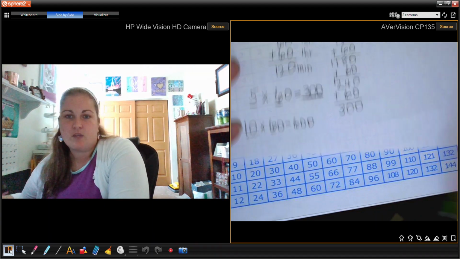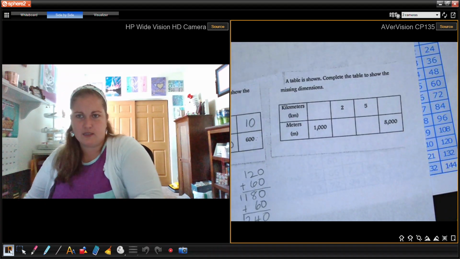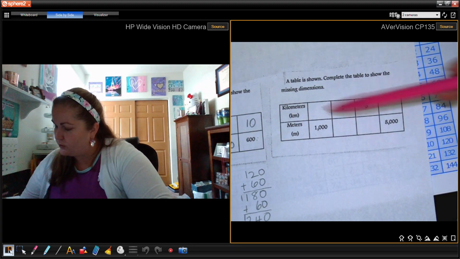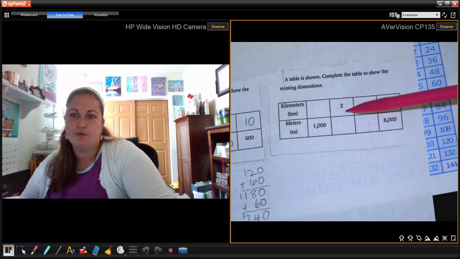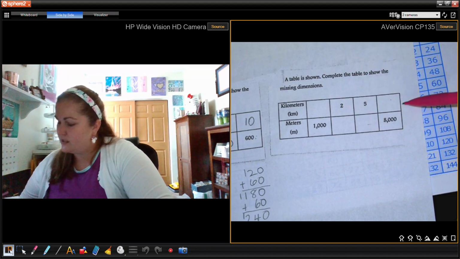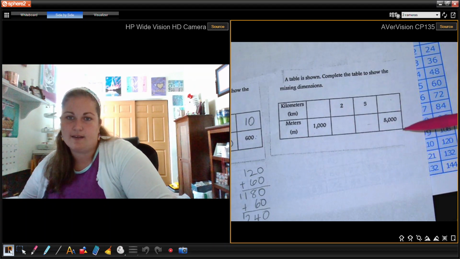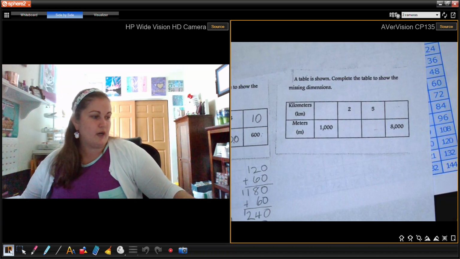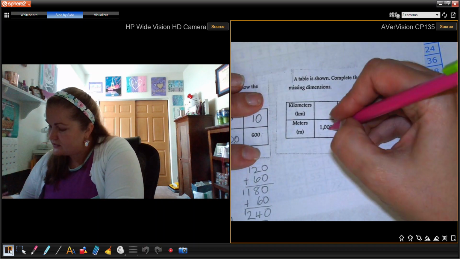It does work. Okay, so the last problem you're going to do, it says a table is shown. Complete the table to show the missing dimensions. So here you also have 4 missing dimensions. So it says kilometers, blank, 2, 5, blank, meters, 1,000, blank, blank, 8,000. Okay, so by now you should have solved, if you paused your video, the correct answers.